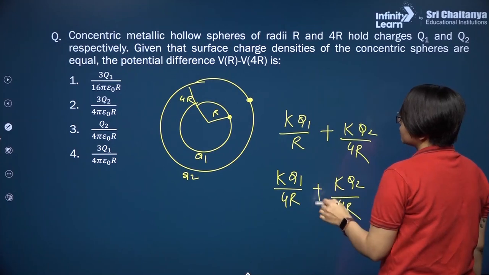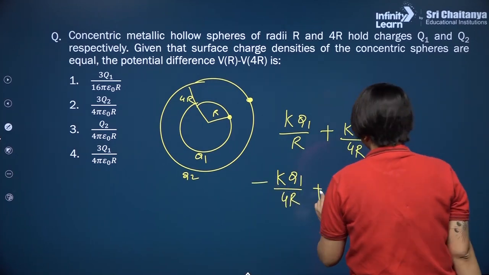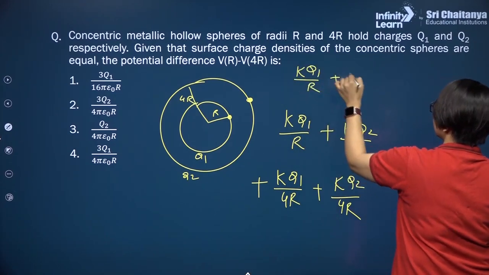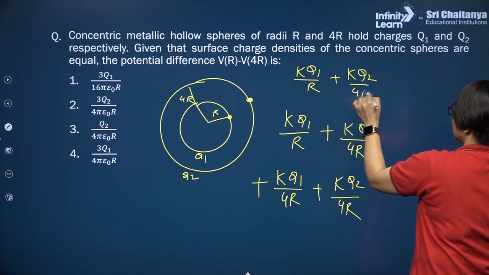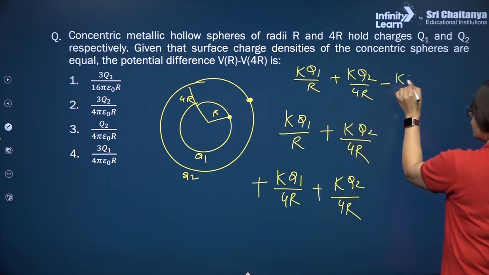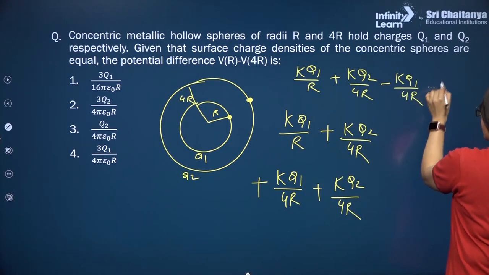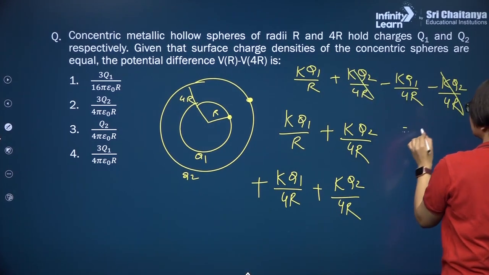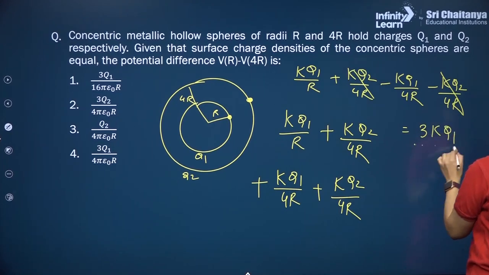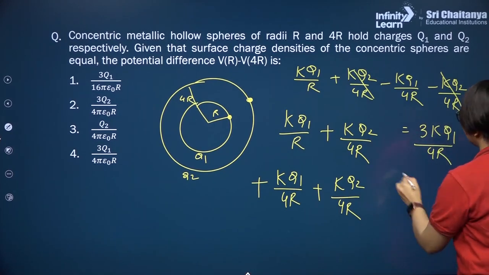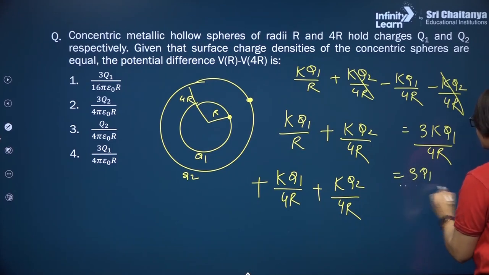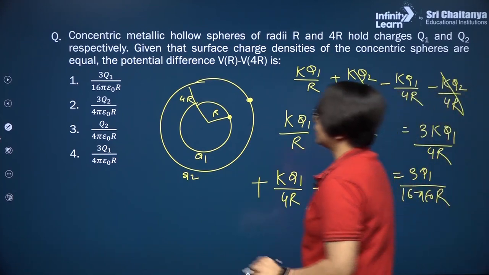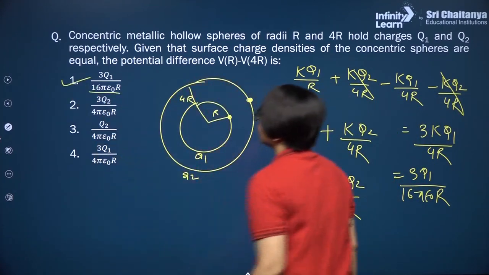Okay, so Vr minus V4r, if you subtract this from this, it will be k q1 upon r plus k q2 upon 4r minus k q1 upon 4r minus k q2 upon 4r. So this will be 3k q1 upon 4r, and if you put k as 1 upon 4 pi epsilon naught, it is 3q1 upon 16 pi epsilon naught r, which is option 1.